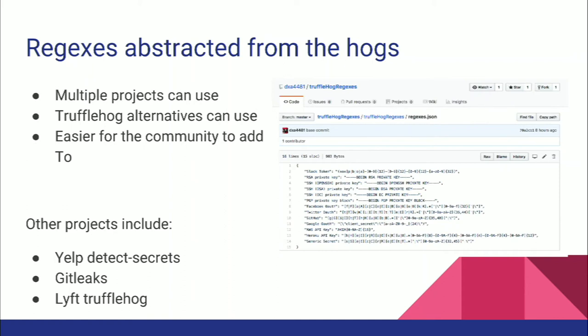Some other examples of projects that are doing similar things: Yelp Detect Secrets, sort of the same deal. They wrote an enterprise-y version of TruffleHog. And then Lyft did the same thing as well. They forked TruffleHog, and they have some enterprise features. And they've also submitted back a bunch of features to my version of TruffleHog. But I pulled these regexes out just so all these projects can point to one unified source of truth for the rules, and then they can use their own engines.